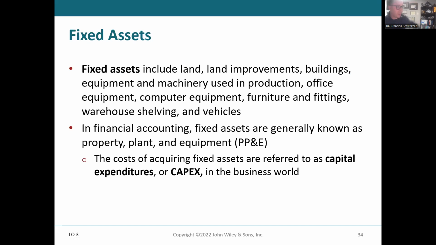So we talked about inventory. Let's talk about fixed assets briefly. Fixed assets, as you know, are property, plant, and equipment. They help to generate the company revenue.